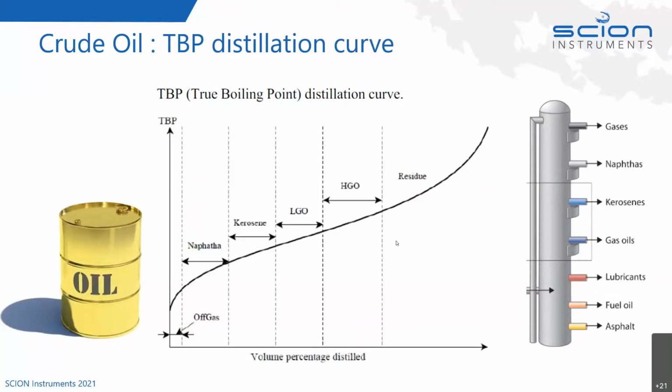As you can see, this is similar to the takeoff points, the withdrawal points we have here on our distillation column. So the TBP curve, the distillation curve, is useful for the refinery managers, the engineers, the process operators. It's a very useful assay of the crude oil on the composition. It gives you an insight into the yield and quality of the crude oil.